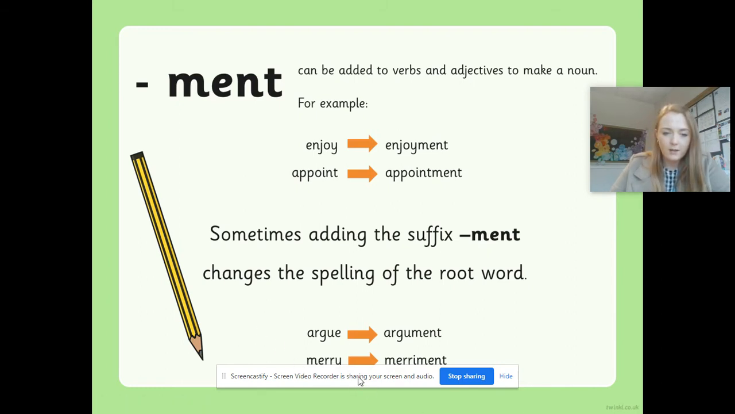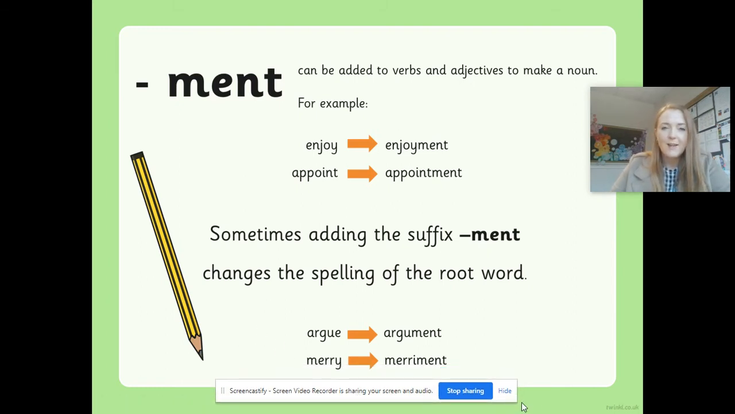So let me just move that box out of the bottom of the screen. So the word argue is a verb, isn't it? So if somebody argues with somebody else, that turns into an argument when we add ment on the end. So what has changed here? Well, we've dropped the E and added the suffix. And what's the rule when a root word ends in a Y? That's right, we change the Y to an I and add the suffix.